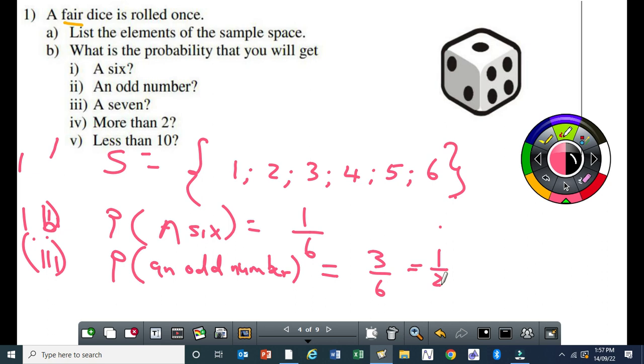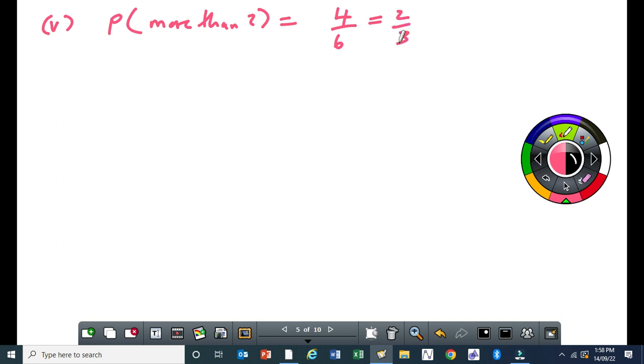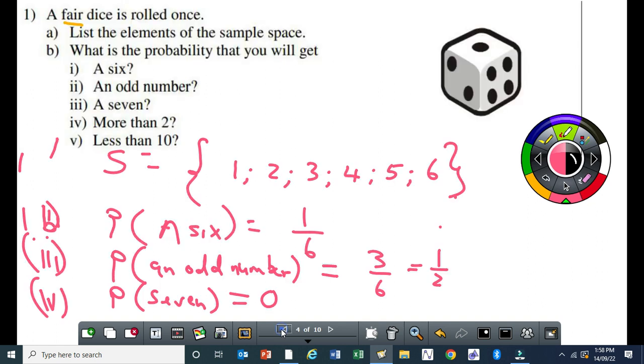Okay, the probability of getting a 7 will be 0. So P7, that will be 0. Okay, because on the dice there is no 7. Okay, then more than 2. So the probability of getting more than 2, okay, that will be 4 over 6, which is 2 over 3. You can't get an answer which is more than 1.